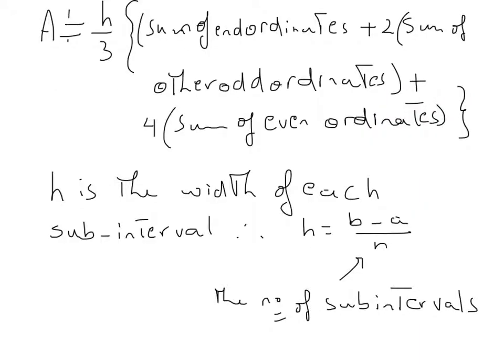Okay, now if we have more than one subinterval, we are given this type of formula. h over 3, sum of end ordinates plus 2 times sum of odd ordinates plus 4 times sum of even ordinates. And sometimes the students get confused. What's odd? What's even? Now, first of all, let's explain what is h. h is the width of each subinterval.